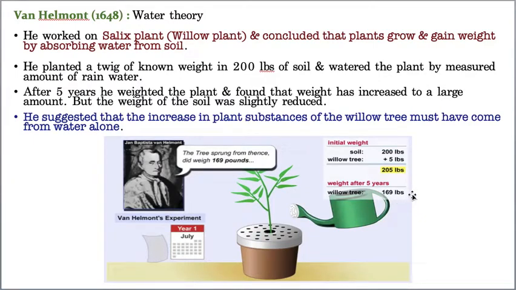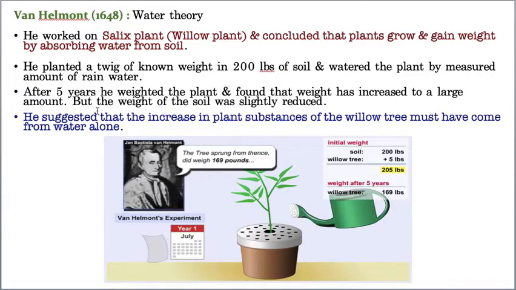That means the soil content is not reduced, but when you are putting water, the plant started absorbing all the water, so that it started growing. That only it proved. So he concluded that a plant grows and gains weight by absorbing water from the soil. He suggested that the increase in the plant substances of the willow plant must have come from the water alone. This is a firm conclusion given by Van Helmont. Hope you understood, students. Very simple experiment.